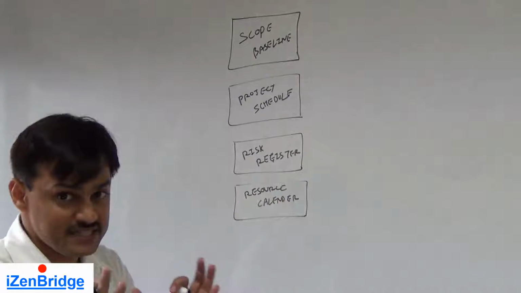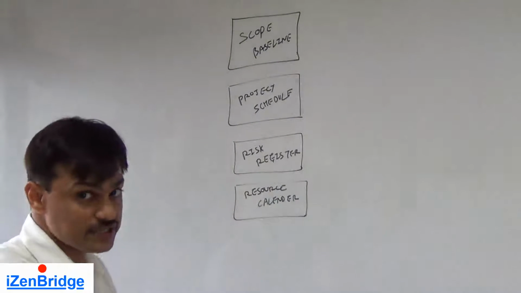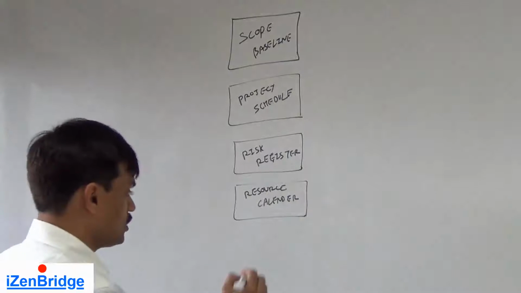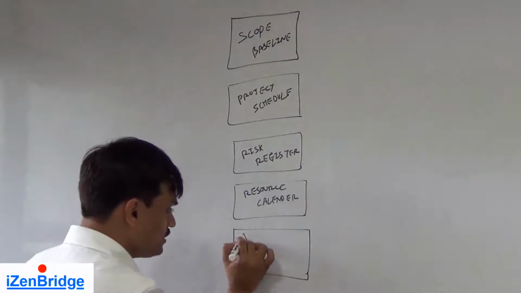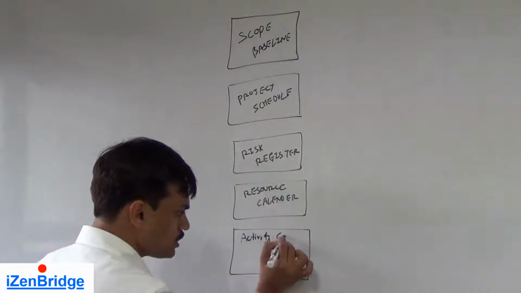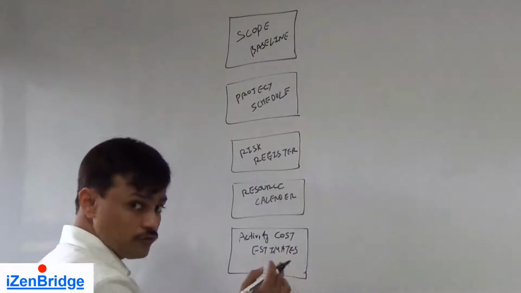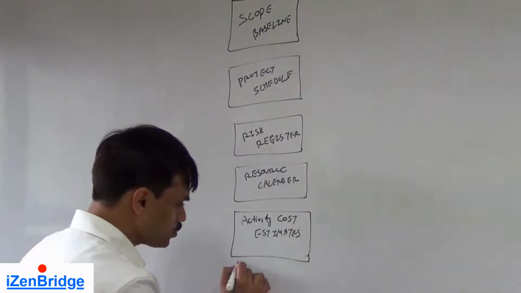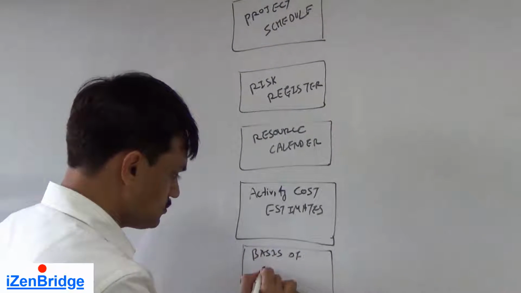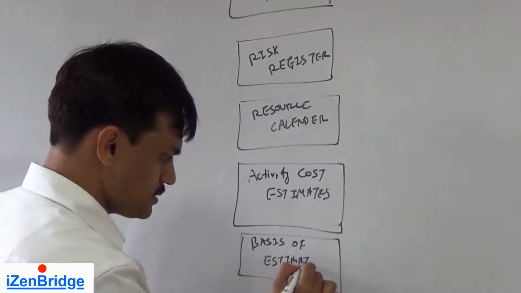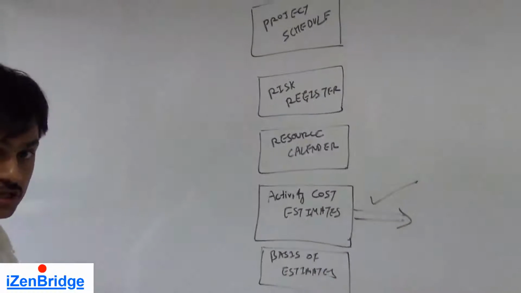Now the output of estimate costs, which was activity cost estimates, is an essential input for determine budget. So we need to take the activity cost estimates, which are an output of estimate costs. We also need to look at the basis of estimates, which again come from the previous process. Now in my view, this is the primary driver of the determine budget process steps.